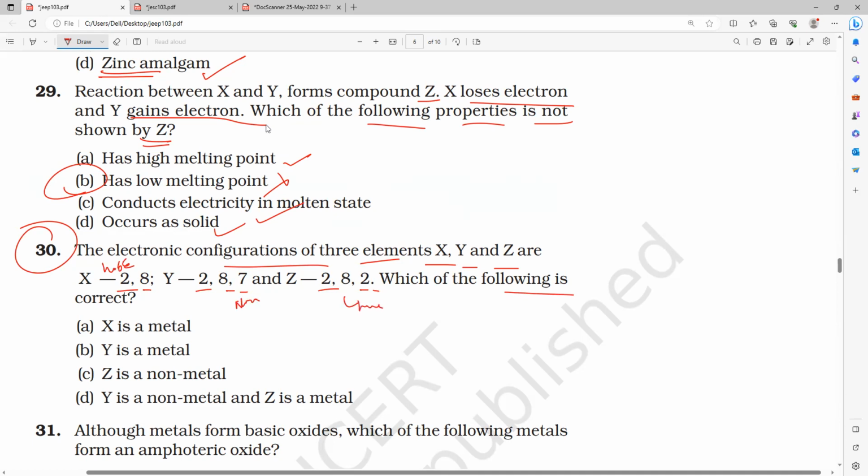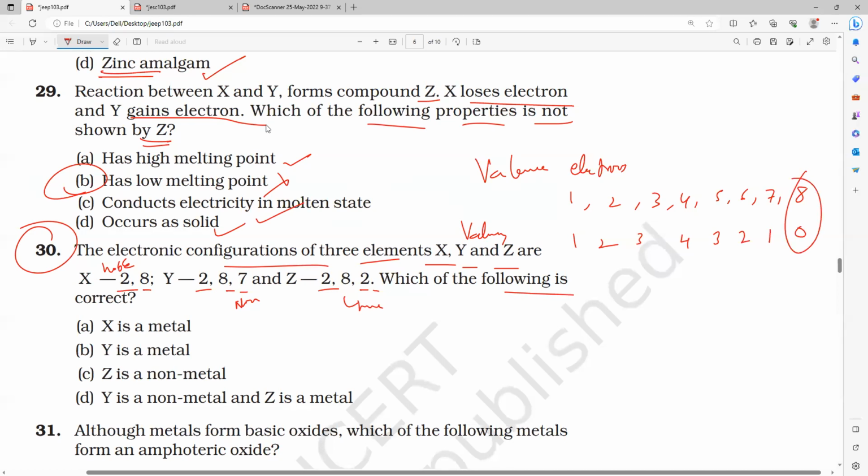So Y, sir, means we all know that. What are the valence electrons? Everybody? Valence electrons: 1, 2, 3, 4, 5, 6, 7, and 8. Valency: 1, 2, 3, 4. 8 minus 5 is 3. See, 8 minus 6 is 2. 8 minus 7 is 1. 8 minus 8 is 0. So where 8 electrons are there, noble gases. Where 7 electrons are there, these 3 are non-metals. And these 3 are metals. So 2,8,2, Z is a metal. So Y is a non-metal, Z is a metal.